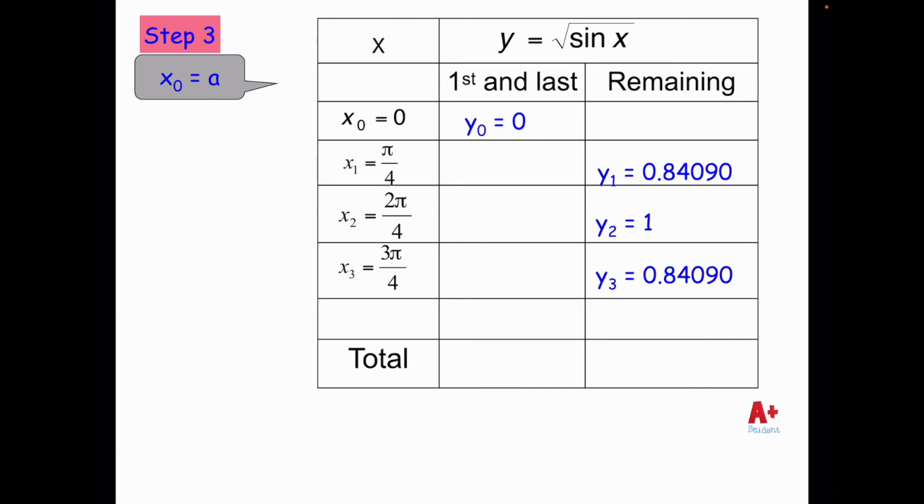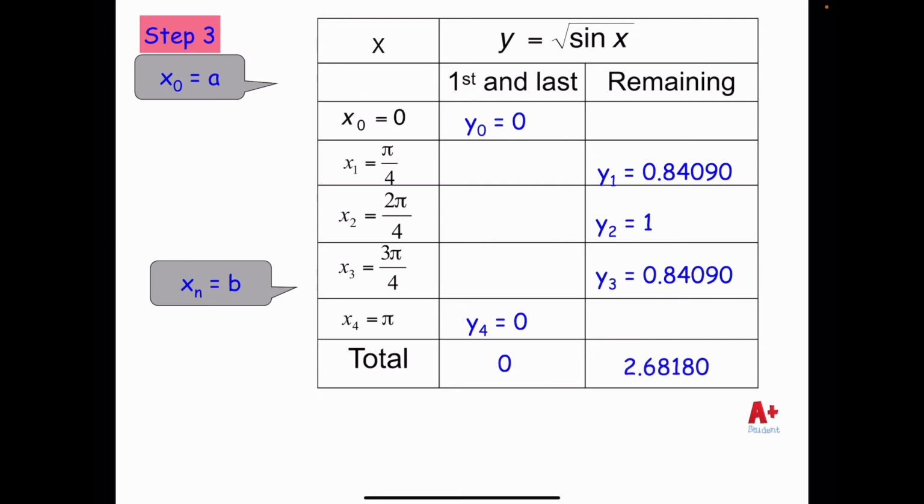Next, 3 pi over 4 plus pi over 4 is equals to pi. Okay, so we know that pi is our upper limit or our b. And then the value is y4 equals to 0. Okay, make sure you write in the last column. Okay, in the first and last column. So now, calculate the total. For the column first and last, it will give you 0. And then, if you calculate the total for remaining, it will give you 2.68180.